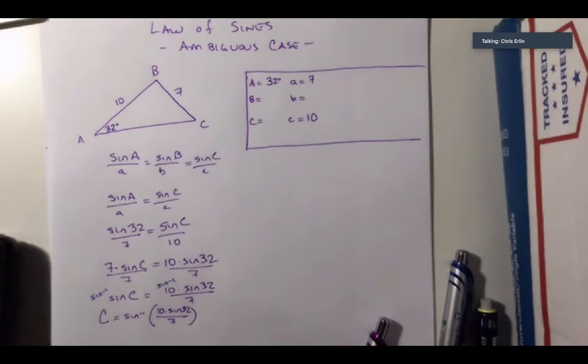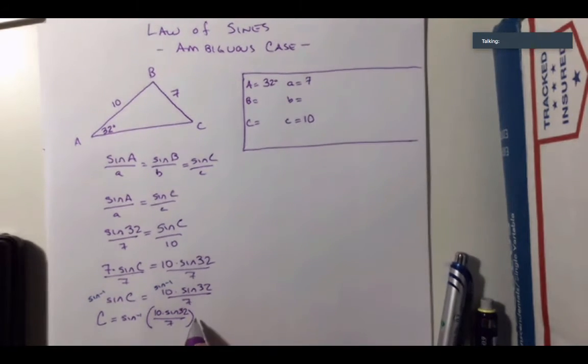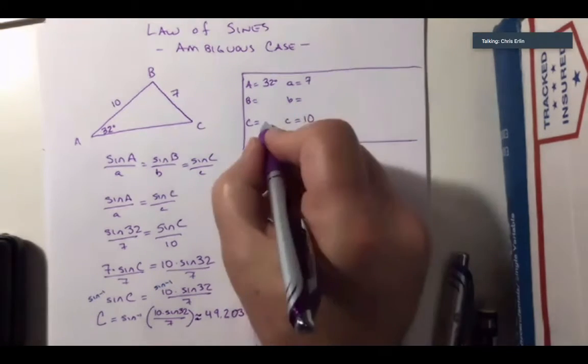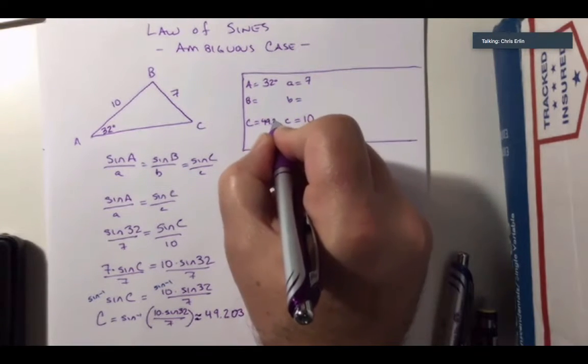I'll plug that into my calculator. Second sine of 10 times sine of 32 divided by 7. And I get a value of approximately 49.203, let's say. And I'm going to write that in up here, 49.203.